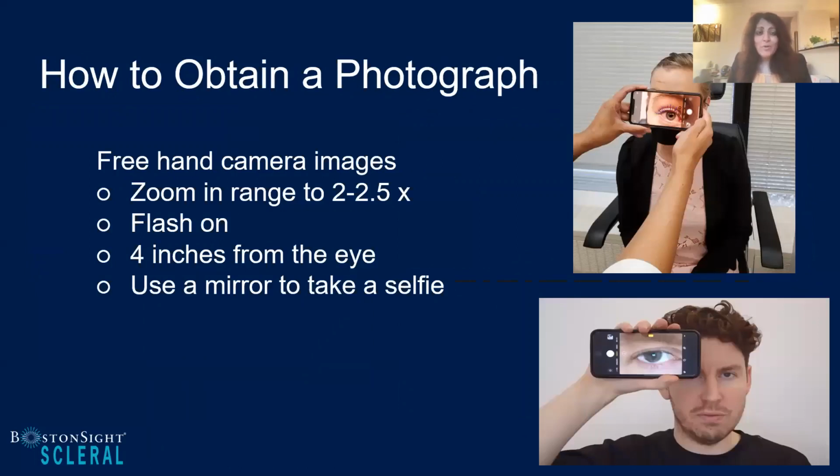Taking photographs. Okay, so let's dive into this section. There's so many different ways you can do this. Just using a smartphone, one of the really great ways is you can just hold them freehand, like I have in this top picture here, where we're taking a look at a patient. To get a good photograph with your smartphone, you want to have it set to about 2 to 2.5 times magnification. You want to have your flash on, and roughly about 3.5 to 4 inches from the eye is the ideal position where you can line up your camera.